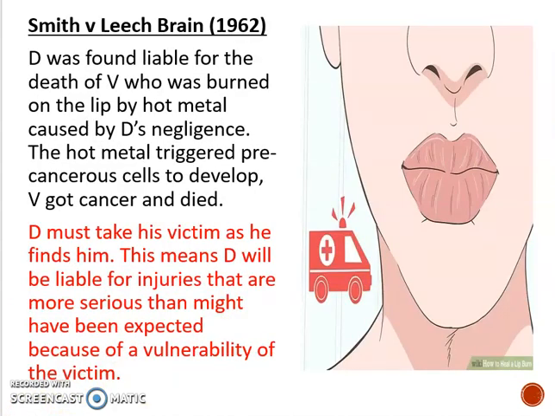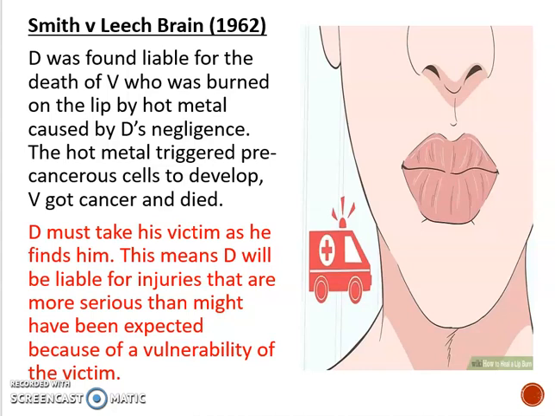Sometimes the defendant might try and argue and say, well, it's not my fault the victim suffered that harm because they were vulnerable. I didn't know that they had this particular predisposition. And we already are familiar with this thin skull principle from when we've studied criminal law, but in tort, we use the case of Smith v Leech Brain. And in this case, our defendant was liable for the death of the victim who was burned on the lip by hot metal. And the hot metal triggered precancerous cells to turn into cancer, and our victim sadly passed away.